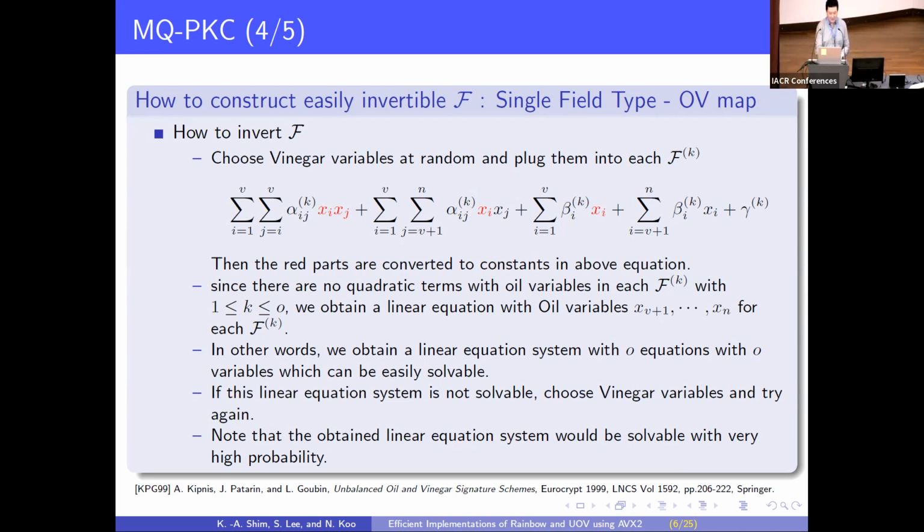Because there are no quadratic terms with oil variables in each f bracket k, this polynomial reduces to a linear equation in the oil variables. So we get a linear system of O equations with O oil variables, which is solvable with high probability. But if this system is not solvable, then choose other vinegar variables and try again.